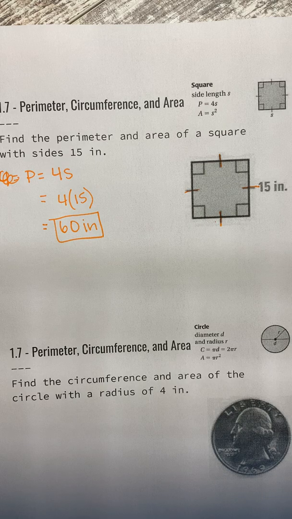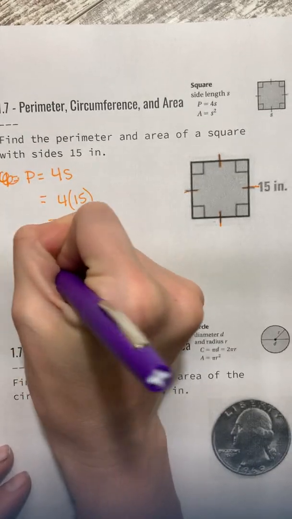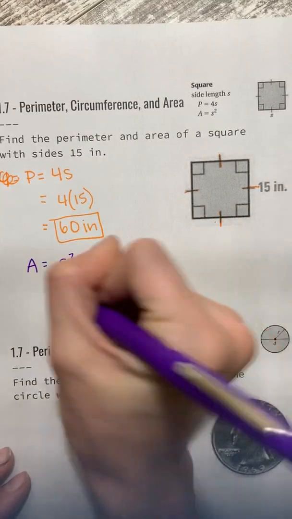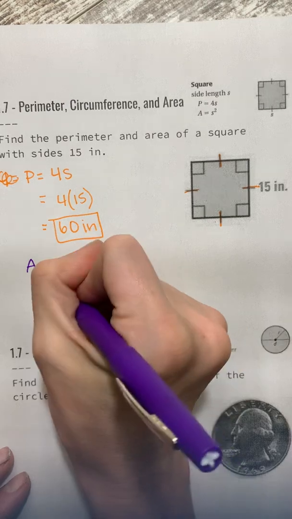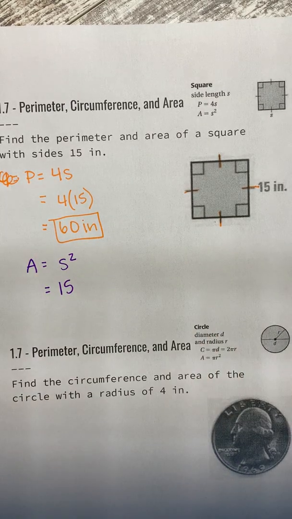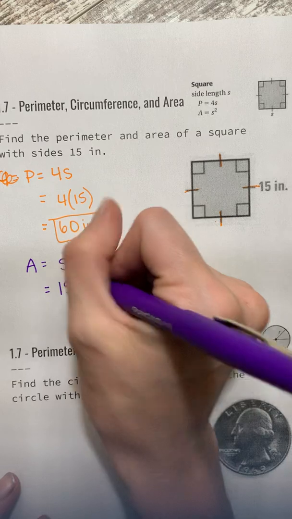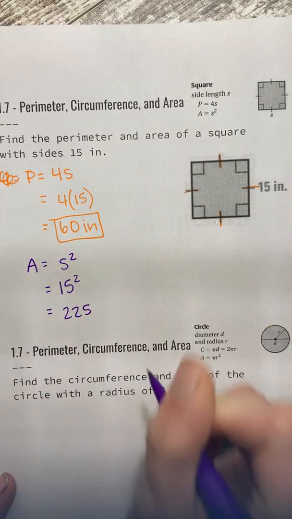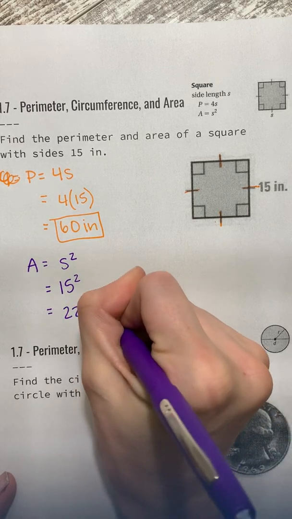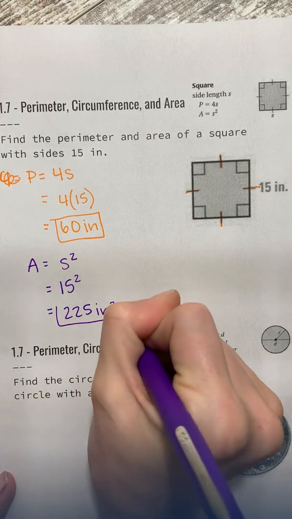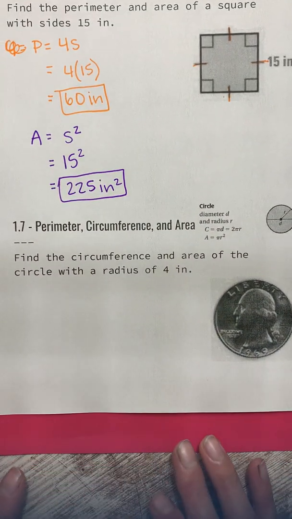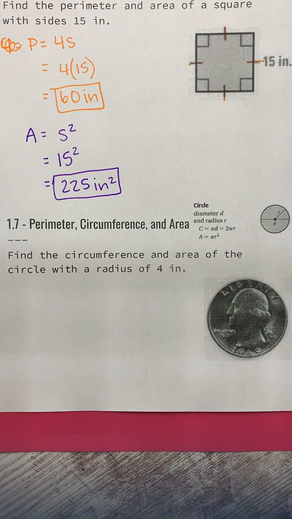Okay, next, to find the area of our square, that's going to be our side squared. Okay, so in this case, our side length is 15. So we're going to do 15 squared, which is 15 times 15, which gives us 225 inches squared. All right, very last problem here. Circumference and area of a circle with a radius of 4.